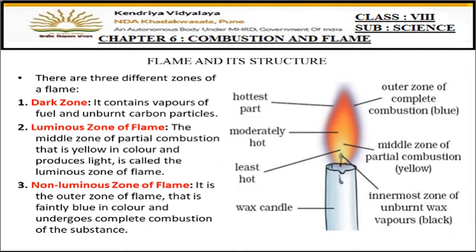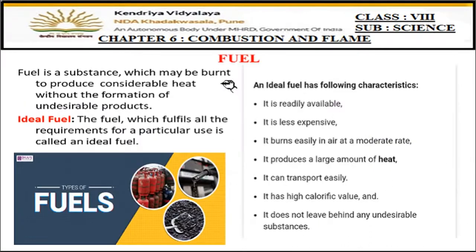So three zones are visible: the dark zone, luminous zone, and non-luminous zone, or you can say the innermost zone, middle zone, and the outermost zone. Innermost is the least hot, outermost is the hottest zone, and moderately hot is the middle zone. Now, let's move on to the next topic, that is fuel.